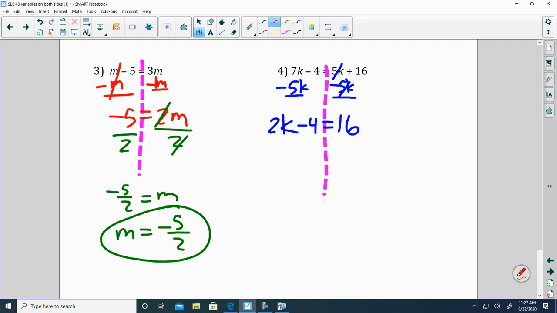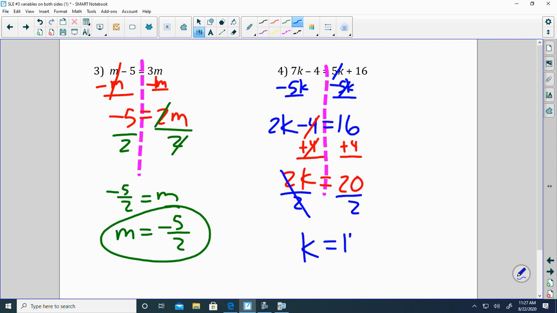And then from there, I'm going to go ahead and add 4 to both sides of the equal sign. So those cancel each other out. So I get 2k is equal to 16 added to 4 is going to give me 20. Well, 2 and k are being held together by multiplication, so I'm going to divide each side by 2. Those cancel. So I get k is equal to 10.